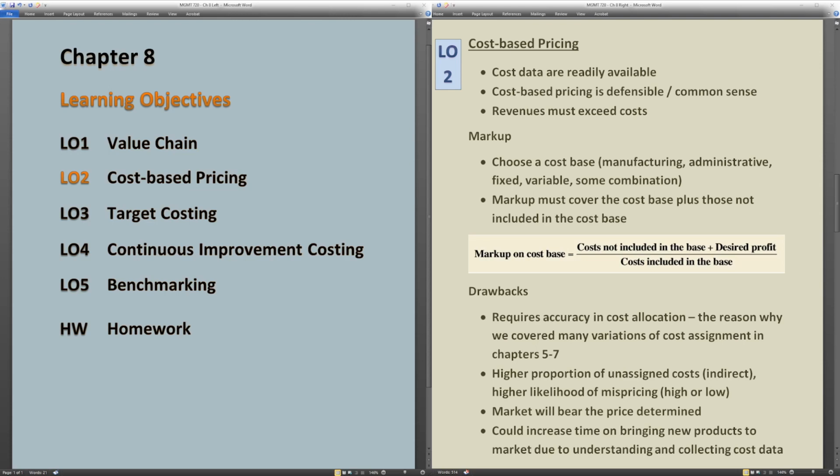So that's one of the drawbacks of cost-based pricing, that if you're marking up, you're assuming that you've done the research and the market will bear that price. And the whole process of understanding and collecting data does add time, and therefore could add time to bring new products to the market. We're going to look at something next to say, well, if this is a new product, what do you do? But at least for cost-based pricing, these are existing products, well-known, the market, and what the market will bear.